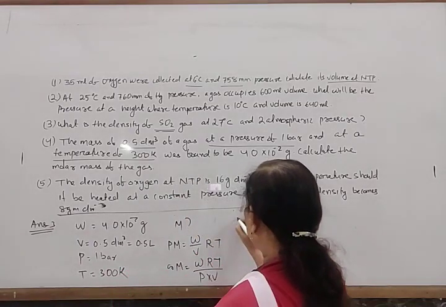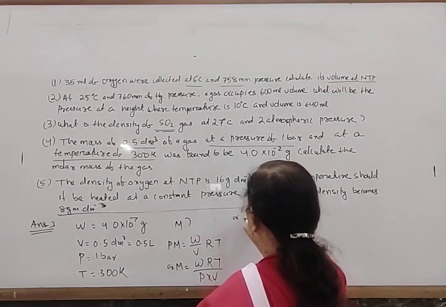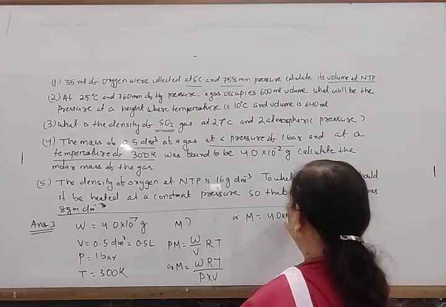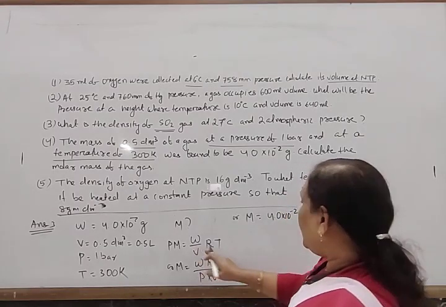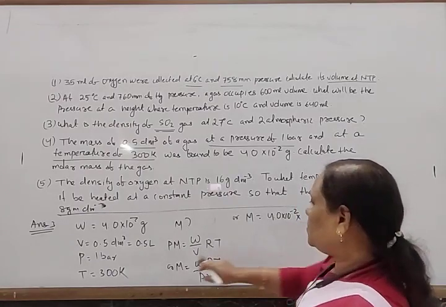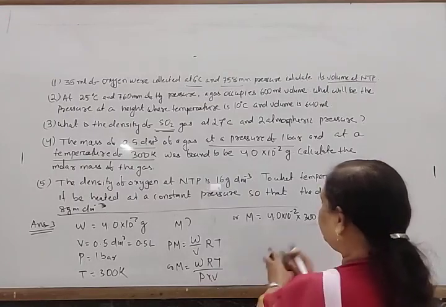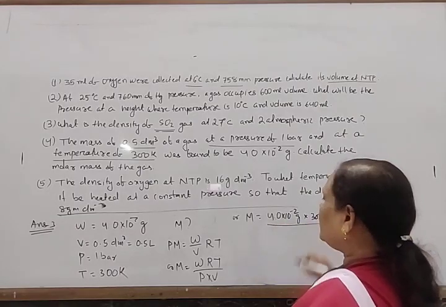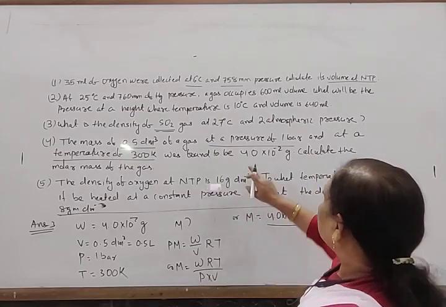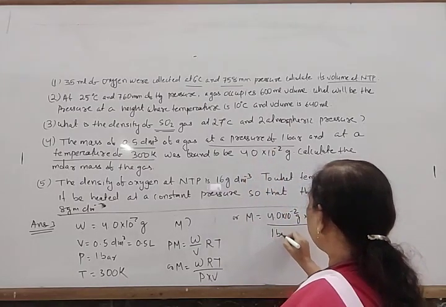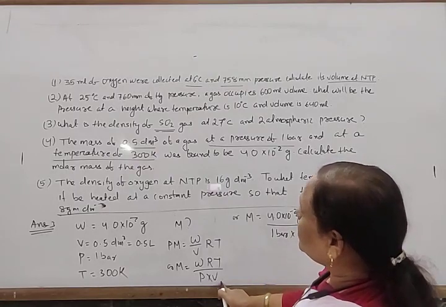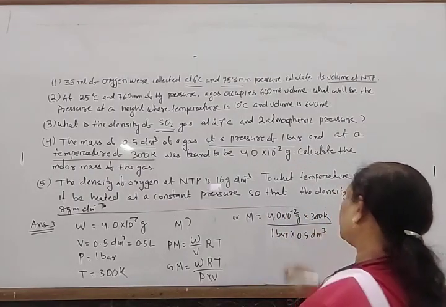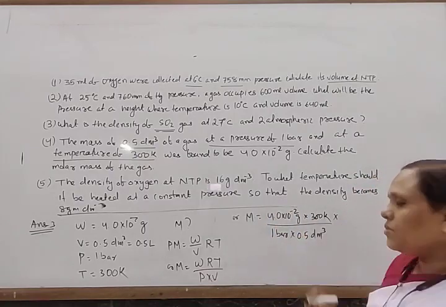So M is equal to, W given 4.0 into 10 to the power minus 2 gram, R you have to substitute, T is given 300 Kelvin, divided by P given, that is 1 bar, and volume V given, that is 0.5 dm³.